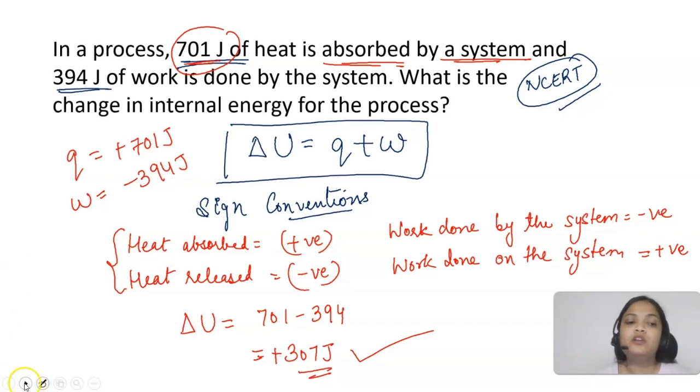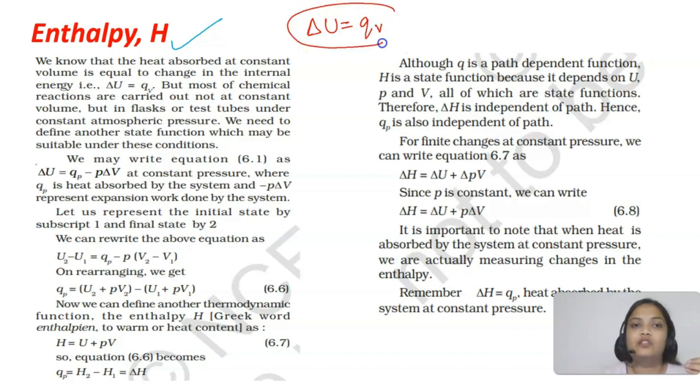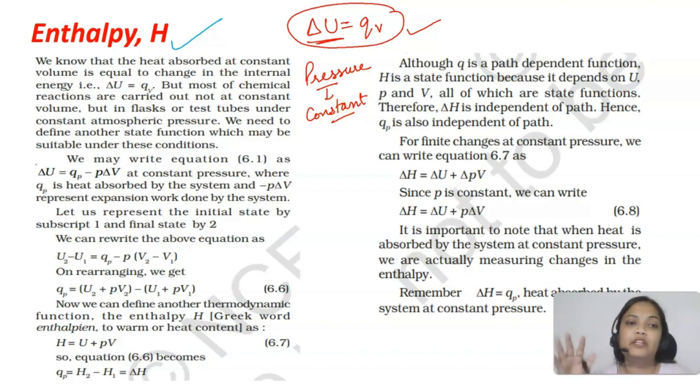Now let us talk about the concept of enthalpy. This is the new term that we are introducing. In the last lecture we studied that heat absorbed at constant volume, that is delta U, is equal to the change in internal energy of the system. But most of the reactions are not carried out at constant volume. They are carried out in flasks or test tubes under constant atmospheric pressure, meaning the pressure would be constant. So you need to define another state function which can be used in this condition where pressure is constant.